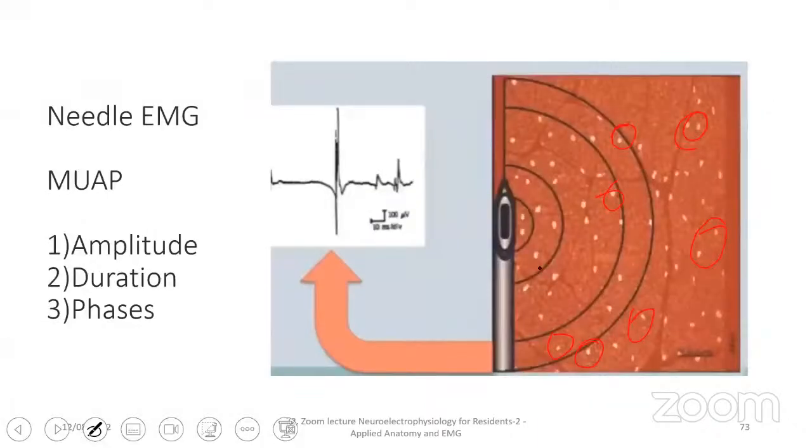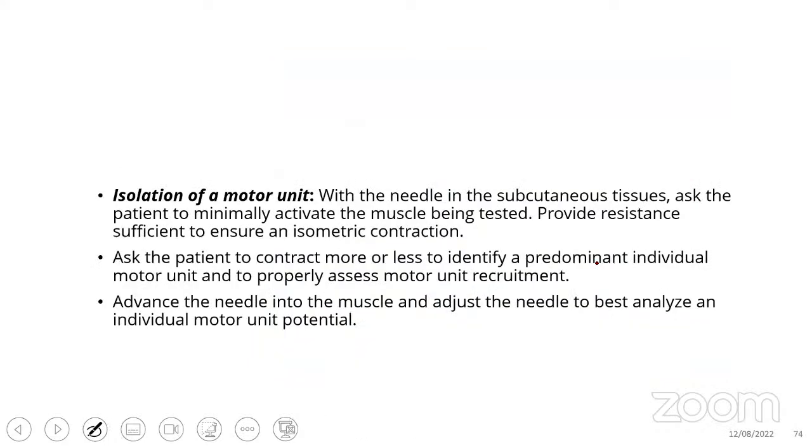You can see the needle which is closed. These are all the fibers, muscle fibers. You can see the needle has entered and you can see the MUAP that is seen, whose amplitude, duration, and phases all depend on this. Isolation of a motor unit with the needle in the subcutaneous tissues.